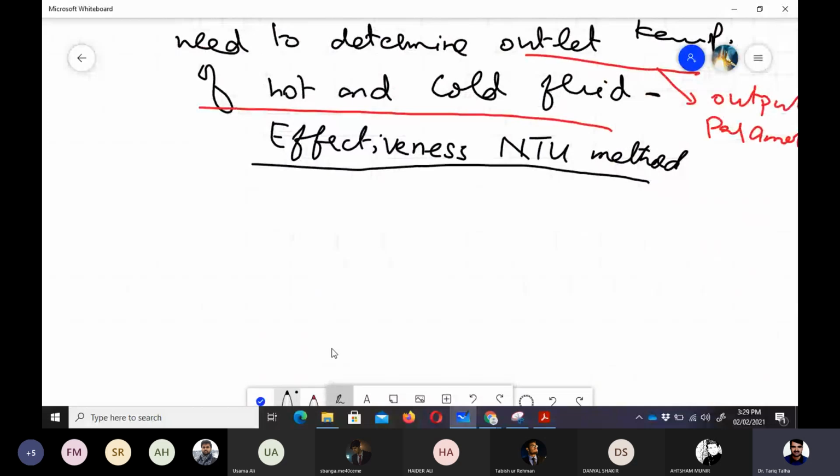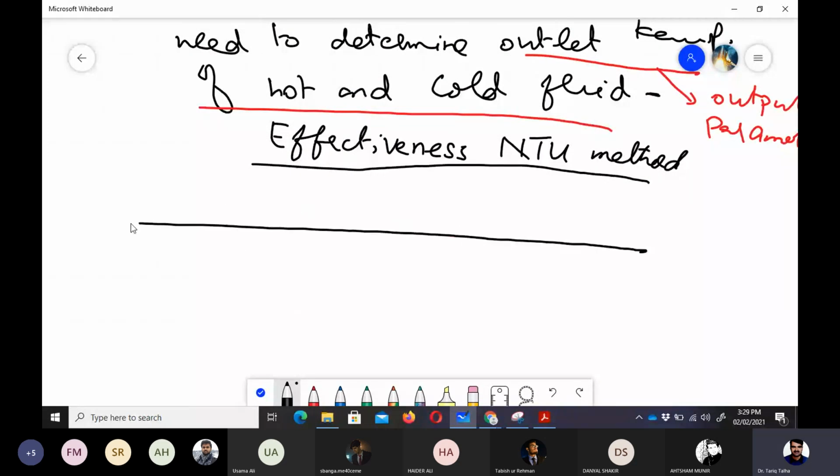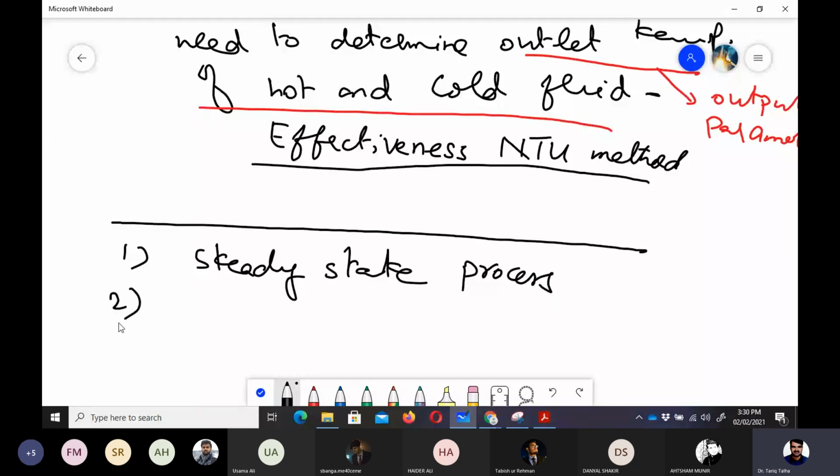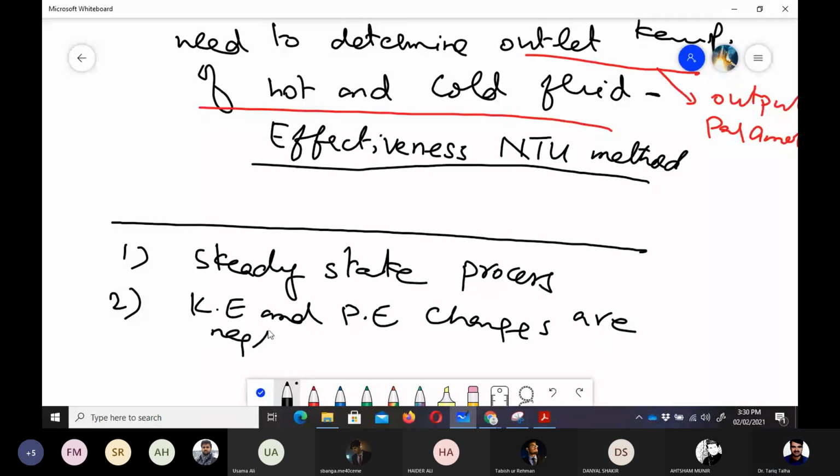Okay. Before we go on to the analysis of these two, there are certain assumptions. First of all, it is a steady state process, so it is not going to change in time. Then we say that kinetic energy and potential energy changes are negligible for the hot and cold fluid.